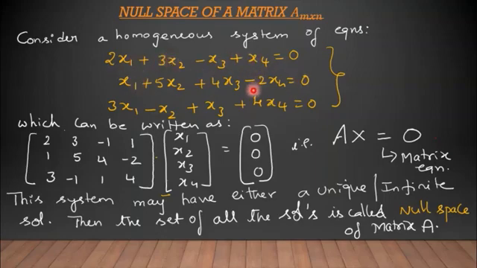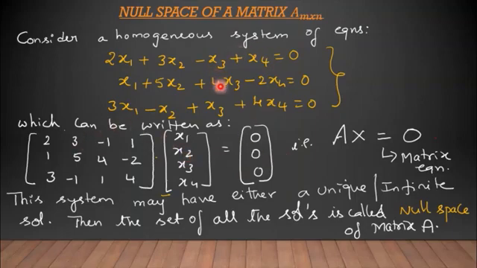To solve these three equations, we'll write their corresponding matrix equation. How do we write it? By taking the coefficients of x1, x2, x3, x4 in the above equations as a matrix. We get a 3 by 4 matrix, multiplied by a column matrix with 4 rows, x1, x2, x3, x4, equal to a column matrix with 3 rows, 0, 0, 0, the right-hand side of these equations. If you multiply this, you will get back the system of equations.